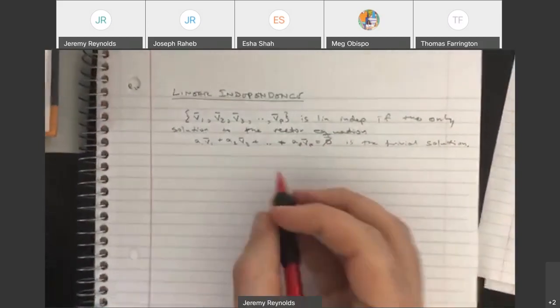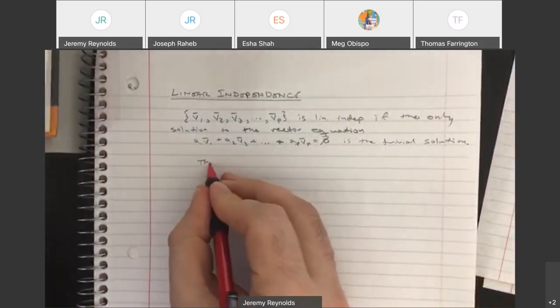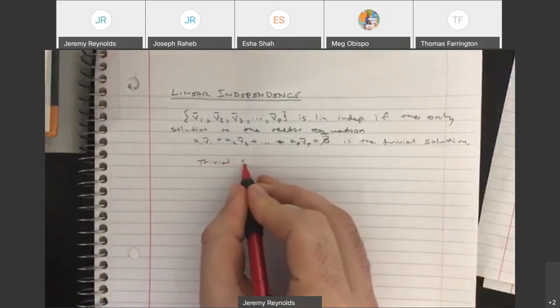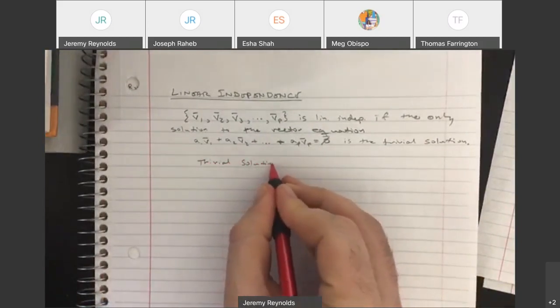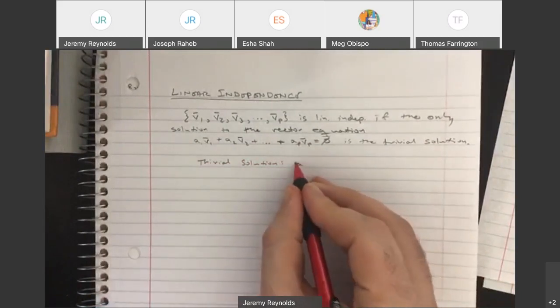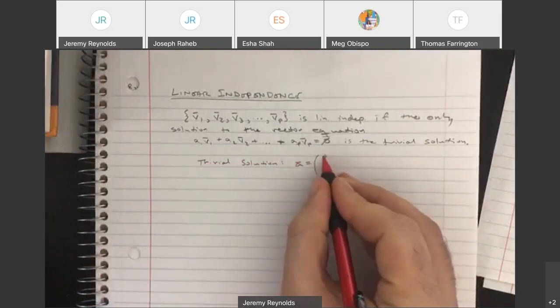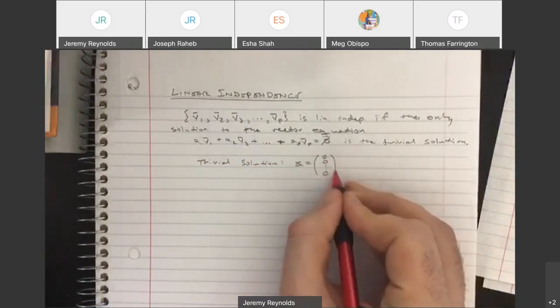okay, and just a reminder, what is the trivial solution? So the trivial solution is just the zero vector. So if A equals 0, 0, all the way down to 0, however many it is.